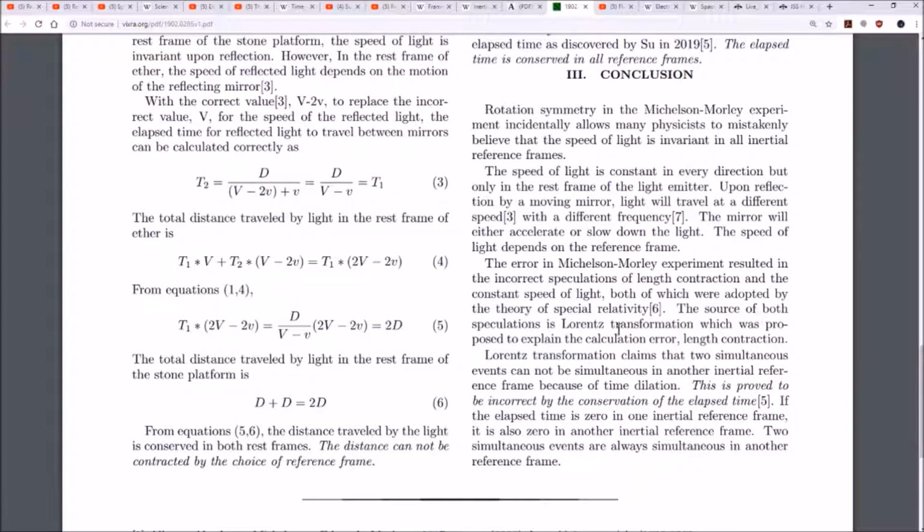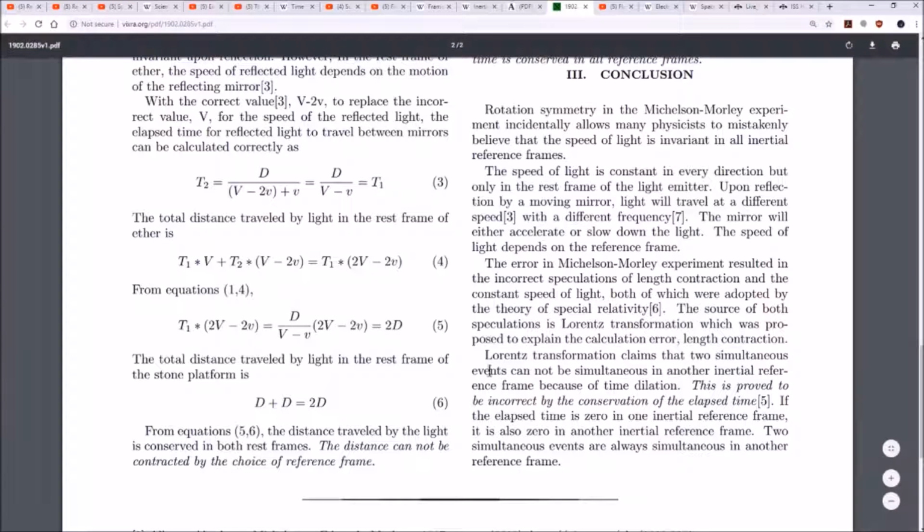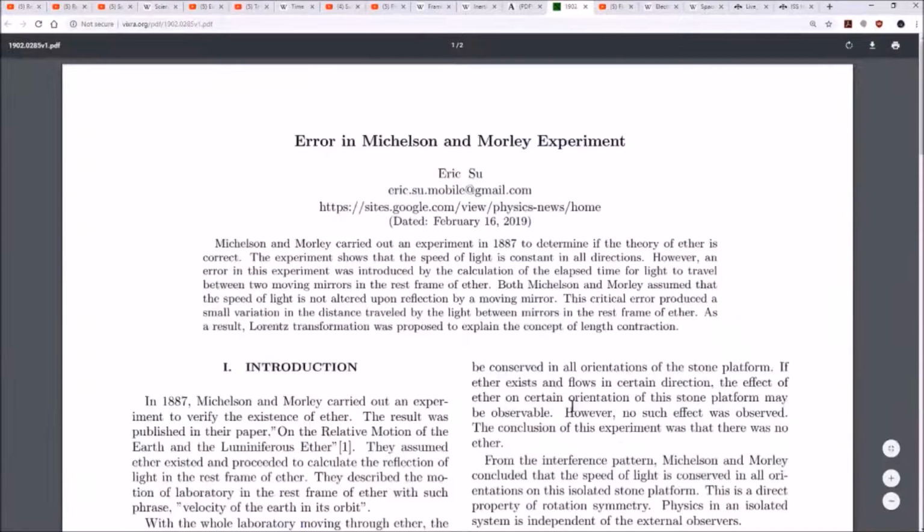The source of both speculations is the Lorentz transformation, which was proposed to explain the calculation error, length contraction. The Lorentz transformation claims that two simultaneous events cannot be simultaneous in another inertial reference frame because of time dilation. This is proved to be incorrect by the conservation of elapsed time. If the elapsed time is 0 in one inertial reference frame, it is also 0 in another inertial reference frame. Two simultaneous events are always simultaneous in another reference frame. Bada bing. There it is.